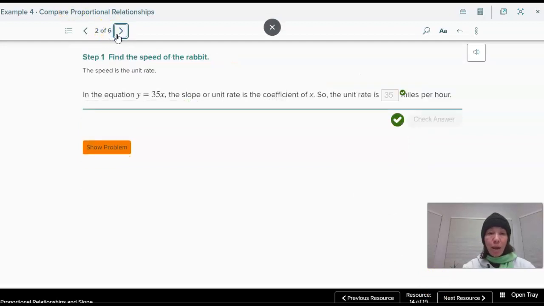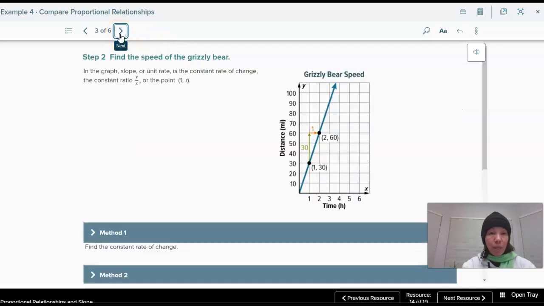So let's first look at the rabbit. The speed is the unit rate or the slope or the constant of proportionality. All those things are the same thing. So in this equation, 35 is our slope or our unit rate. So the unit rate is 35 miles per hour, and this is on page 183, so you can fill in the blank on page 183. Our unit rate is 35 miles per hour. So that's the speed of the rabbit.